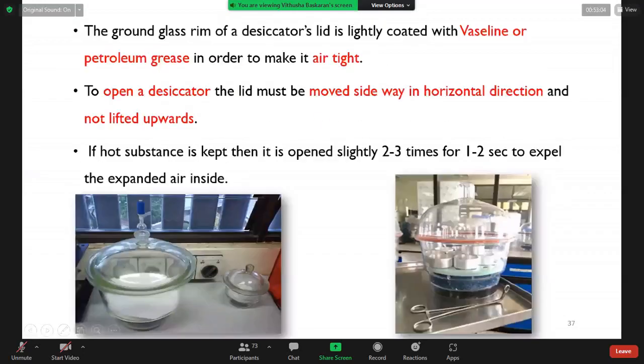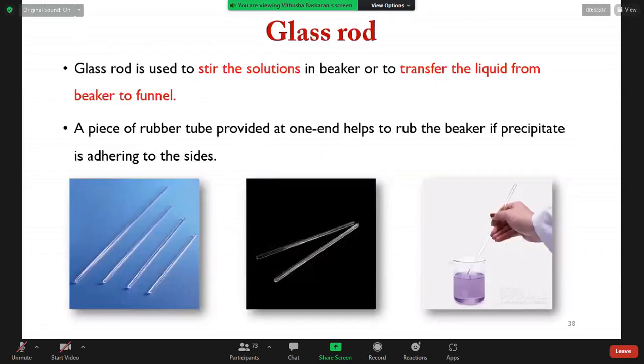So that's all about desiccators. We will move to the next general apparatus, which is the glass rod. So the glass rod is used for two purposes. Mainly, it is used to stir the solutions. It is also used to transfer the liquid from the beaker to the funnel. Okay, for the transferring of liquids and to stir the solutions.